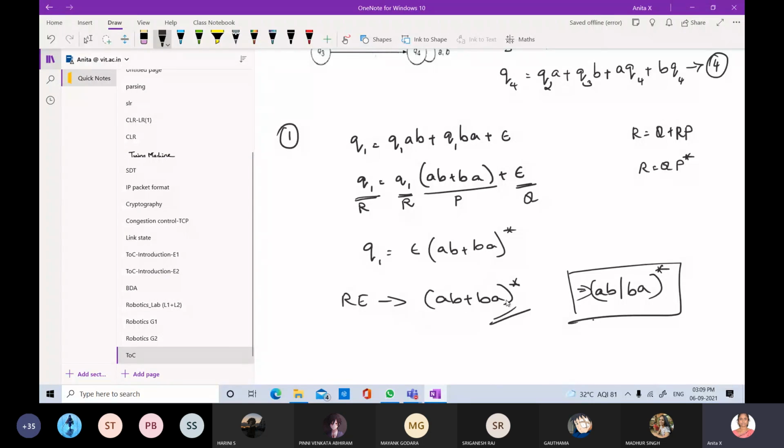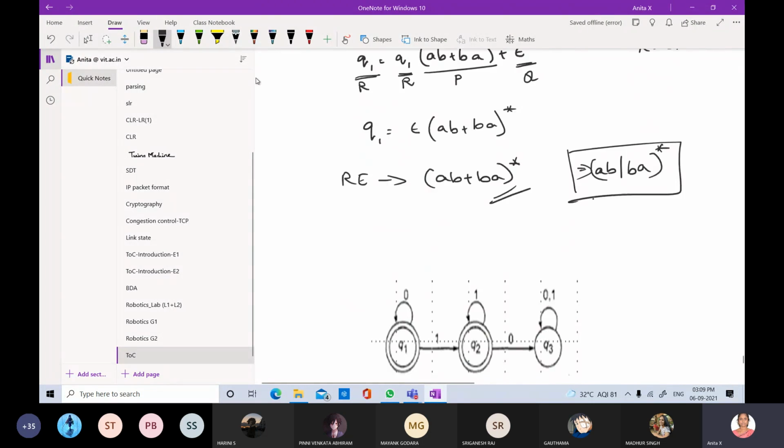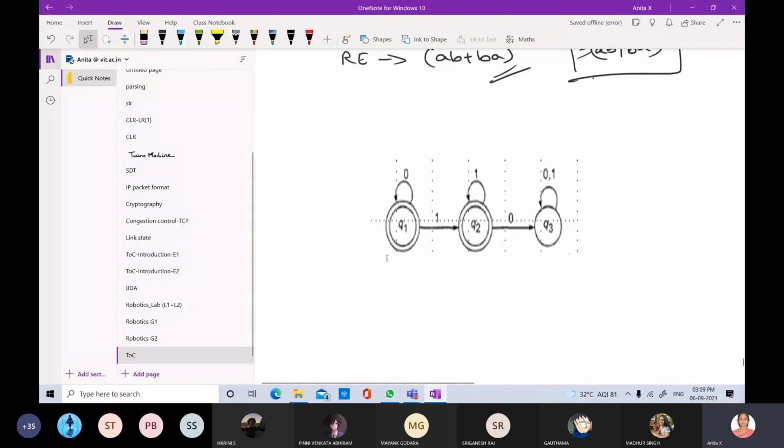Okay. So this is the regular expression, right? Okay. Now please do try writing the regular expression for this deterministic finite automata.